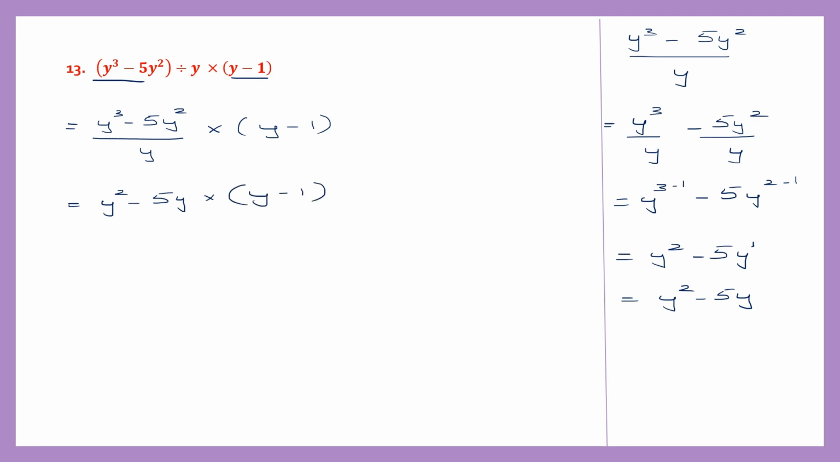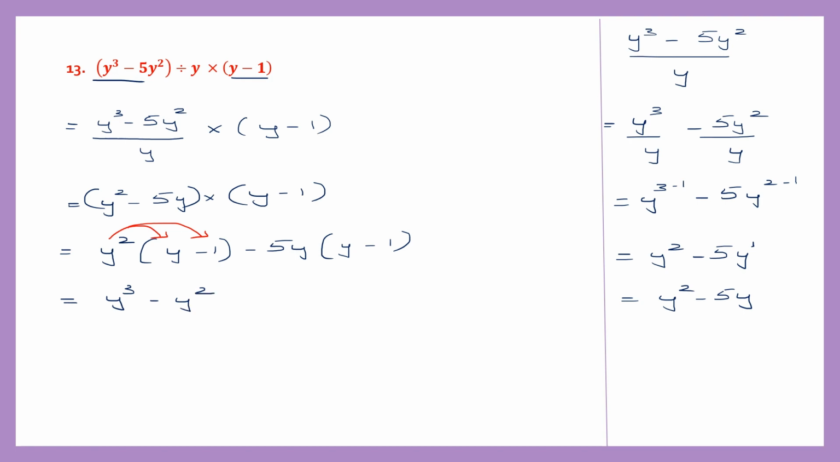So here we have two binomials and we are going to multiply. And we know how to multiply binomials. We take the first term of this and multiply it with the whole of the second binomial. We take the second term, minus 5y, and multiply it with the whole of the second binomial. First we multiply this into the first term. So y square into y is y to the power of 3. Then we multiply y square into minus 1. That will be minus y square.